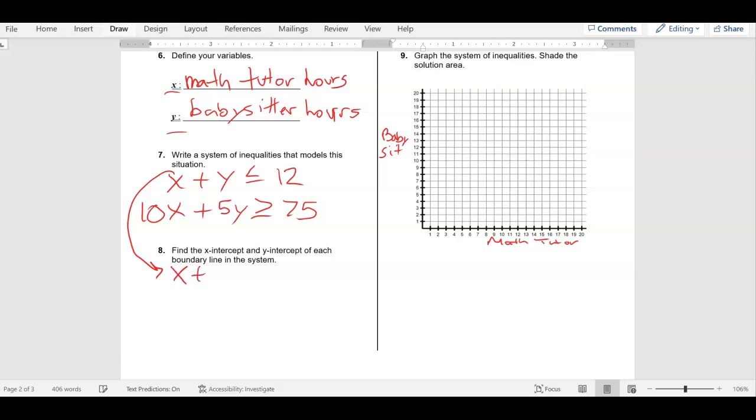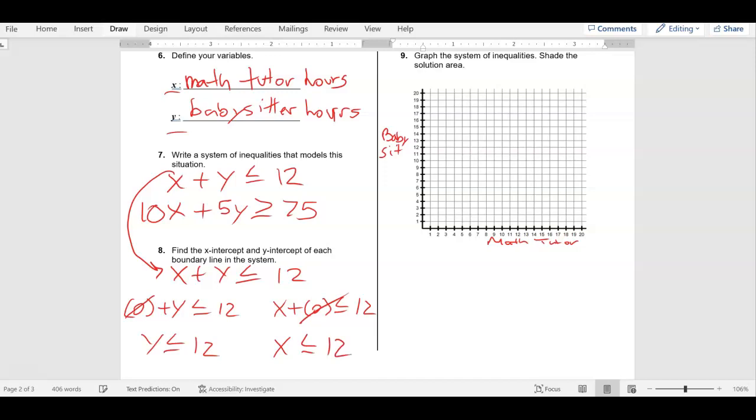If you remember from the last one, this is the easier one when it's just X plus Y. When you plug in a 0, you're pretty much done, okay? So 0 for X, 0 plus Y is less than or equal to 12. So Y is less than or equal to 12. Plugging in 0 for Y, so X plus 0 is less than or equal to 12. X is less than or equal to 12. So you plug in a 0, you plug in the other 0.